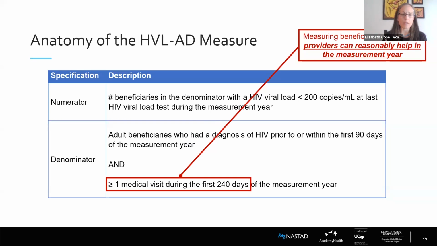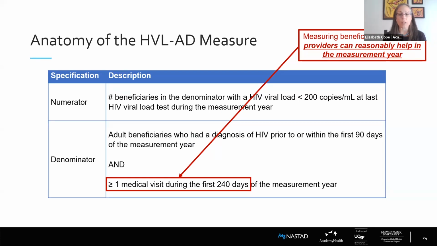So when we fan out a little bit, we can see that the medical visit must occur within the first 240 days of the measurement year. This is to give the provider time to respond. So if the visit and perhaps subsequent viral load test occurred during the end of the year, that wouldn't give the provider much time to respond with a plan of care to help the patient get back on track and still be within the measurement year.